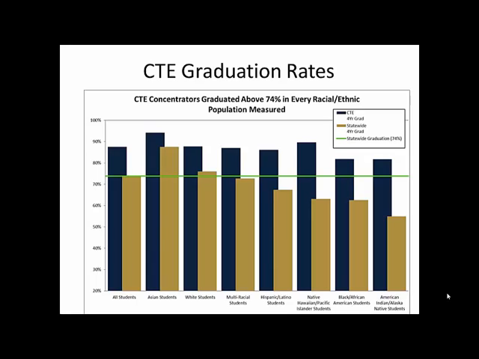Additionally, there's a lot of momentum around the data that we have for career technical education students. Career technical education students graduate at roughly 15 percentage points higher in the state of Oregon than the non-CTE students. As you look at this graph, the blue bars represent the different student populations and their graduation thresholds for their CTE courses, and the gold bars represent the general population within the specific subgroups.